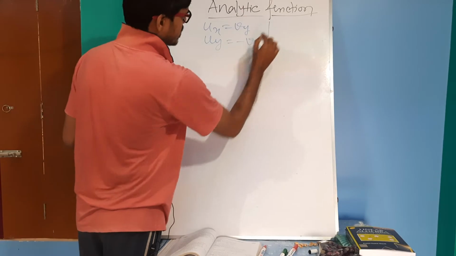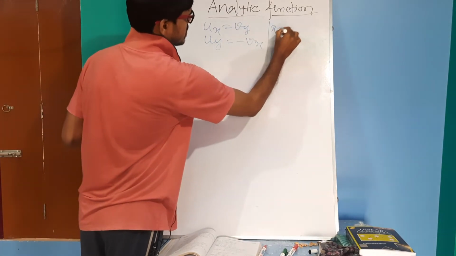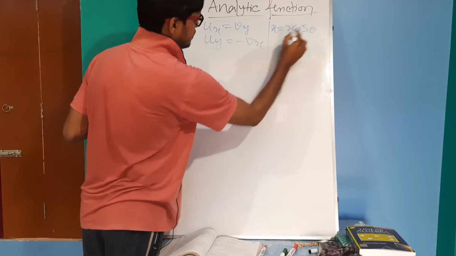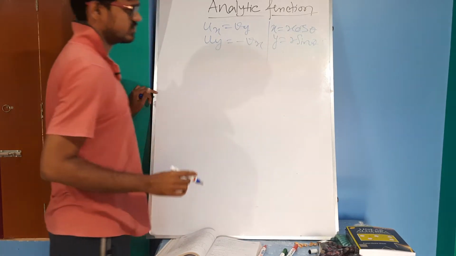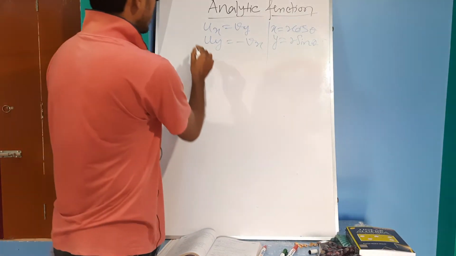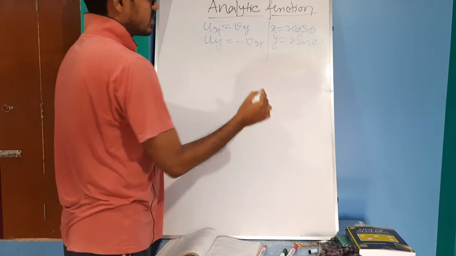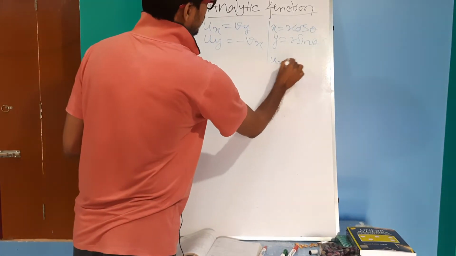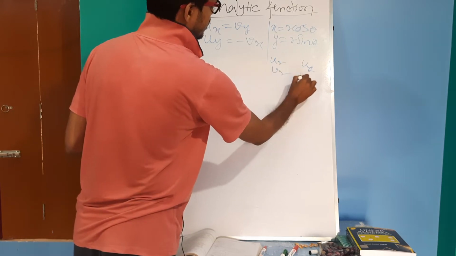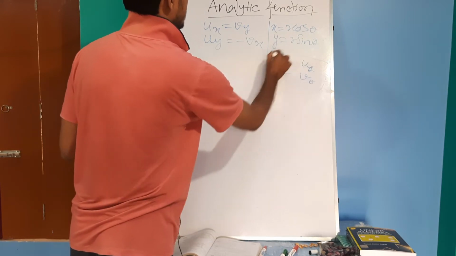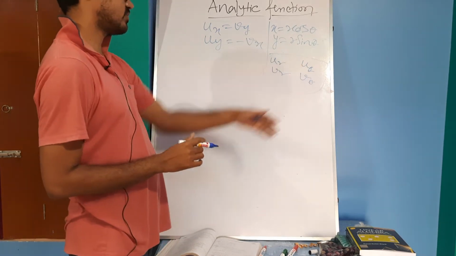And what is the relation between x and y? x equals r cos theta and y equals r sin theta. So in that case, you have to find some relation among u_r, u_theta, v_r, v_theta. We have to find some relation among them.